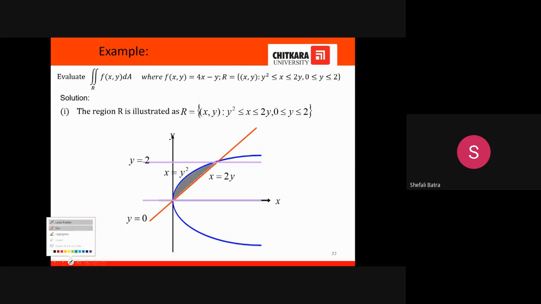Now, this is your question, double integration f of x comma y. So this would be 4x minus y dA, and you will be writing dA as dx dy, right? And the other way, double integration 4x minus y dy dx.